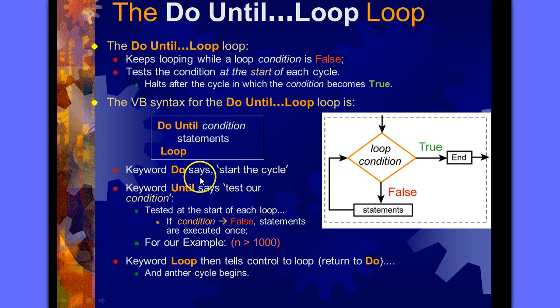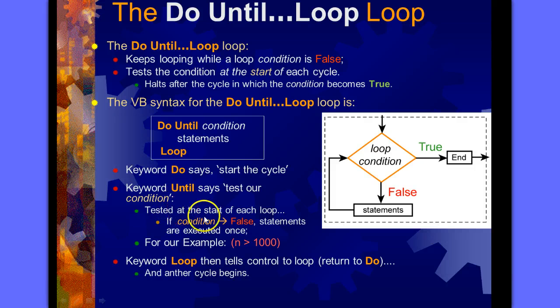The keyword do says start the cycle. Keyword until says test our condition. Test it at the start. It's done at the beginning, not at the end, of each loop. If the condition is false, then you do it. Right? That's what until means. So do until this is greater than 1,000. As long as it's false, we're going to do it. As soon as it's not false, we're going to stop.